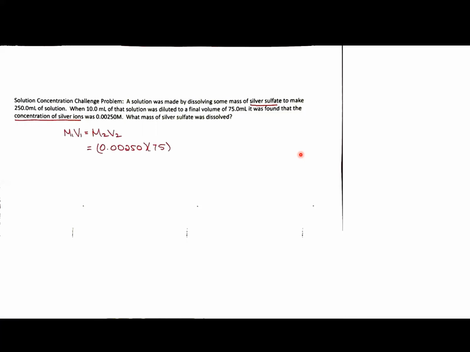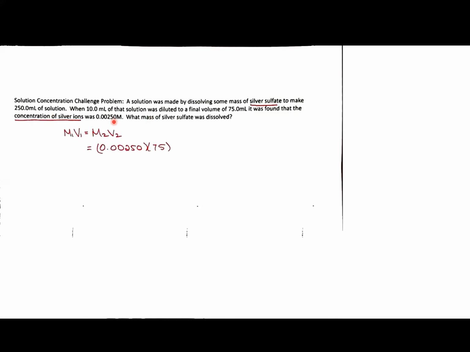So here is a slightly worse view of it, but the best I can do for taking pictures and putting up your handwriting. Now, a solution was made by dissolving all that silver sulfate, and so I underlined silver ions to show that I'm getting the concentration of silver ions, not silver sulfate. So M1 V1 equals M2 V2 seems like a good place to start, so I'm kind of starting here and working backwards. So my 75 milliliter solution contained this concentration of silver ions.